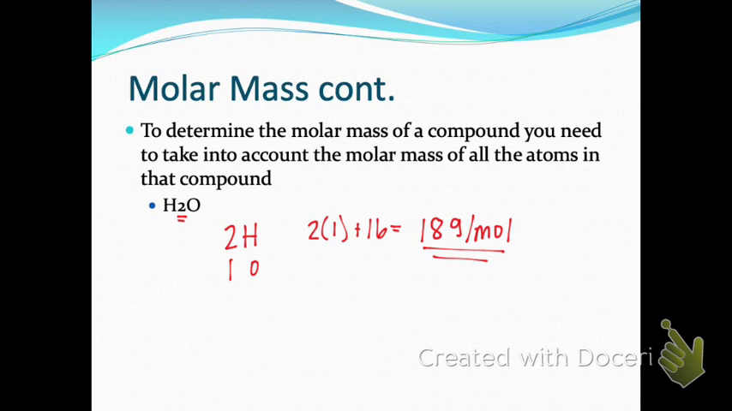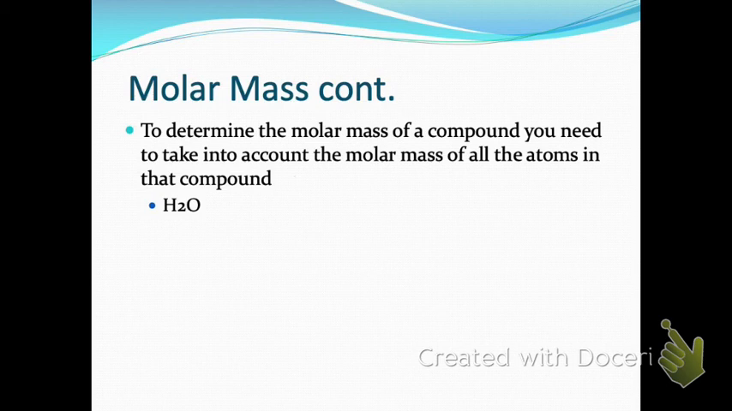Let's try another one. What if I had the formula CaCO3 and I want to find the molar mass of this compound? I've got 3 different elements I have to account for. Okay? We got to start being able to locate them on the periodic table. So where's calcium at? Right over here. Right? Number 20.